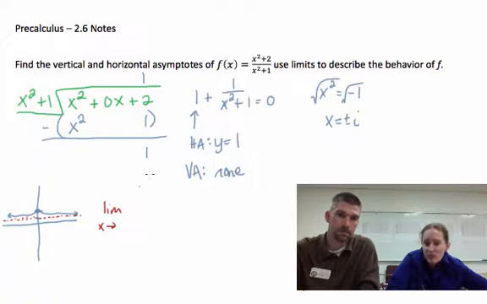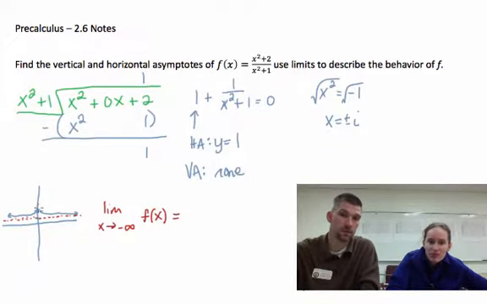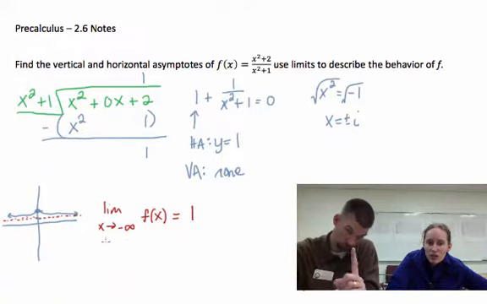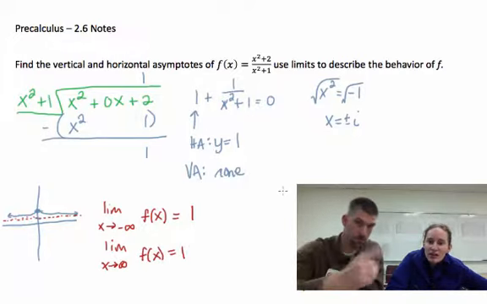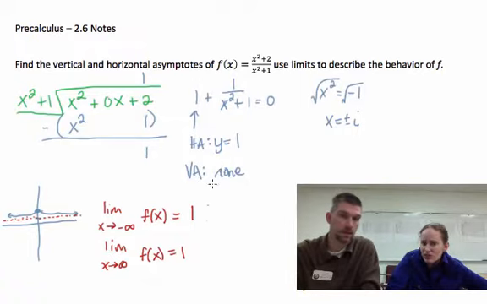So the limits we need to describe the behavior are for our horizontal asymptote. As x goes to negative infinity, f of x gets closer and closer to the y value of 1. And as x goes to positive infinity, f of x also gets closer and closer to 1. And there's not a vertical asymptote, so we don't need a limit for that. That's a fun graph.